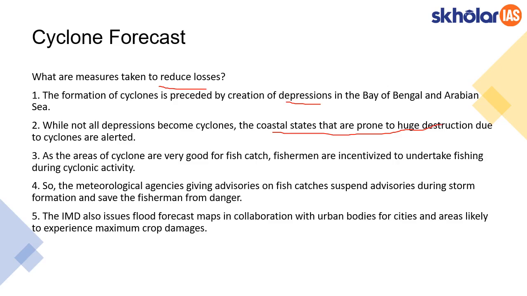Next, the areas where cyclonic activity takes place normally have a very good catch of fish. So fishermen take this as an opportunity and try to go fishing during cyclonic activity. So the meteorological agencies that give advisories on fish catches suspend the advisories during storm formation, so that the fishermen would not have much information and would not get into danger. That way, they prevent fishermen from getting stuck in the cyclones.